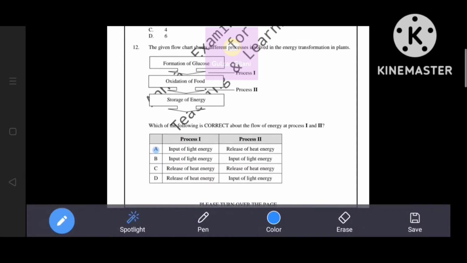Next question. The given flow chart shows different processes involved in the energy transformation in plants. Formation of glucose, process 1. Oxidation of food, process 2. Storage of energy. Which of the following is correct about the flow of energy at process 1 and 2?